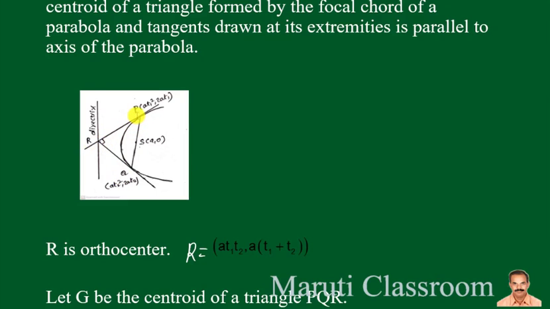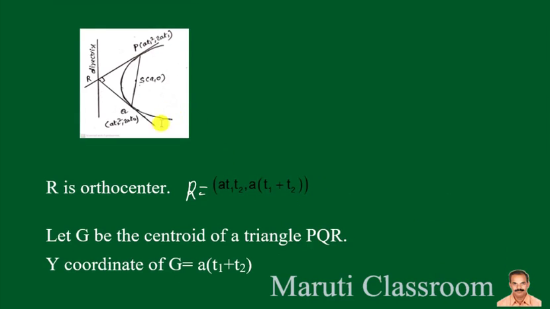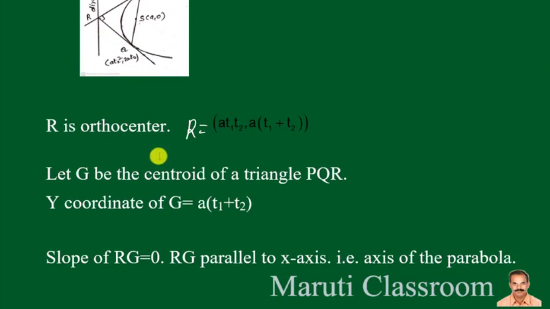So PRQ is a right angle triangle. We know in a right angle triangle, the orthocenter is the vertex of the right angle. So R is the orthocenter, and R is the point of intersection of tangents at t1, t2. Therefore R equals, we know this point of intersection, (a t1 t2, a into (t1 plus t2)). Now let us take G as the centroid of triangle PQR. I am finding only the y coordinate of G. The y coordinate of the centroid is (y1 plus y2 plus y3) by 3, that is (2at1 plus 2at2 plus a(t1 plus t2)) by 3. We will get a into (t1 plus t2).